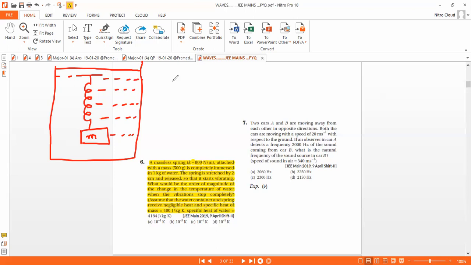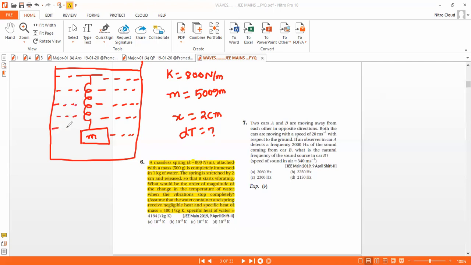Suppose I write K equal to 800 Newton per meter and mass 500 gram. The spring is stretched by 2 centimeters. What would be the order of magnitude of change in temperature? Change in temperature we need to find. Whenever it is placed in the water, you can see, like this it is there.